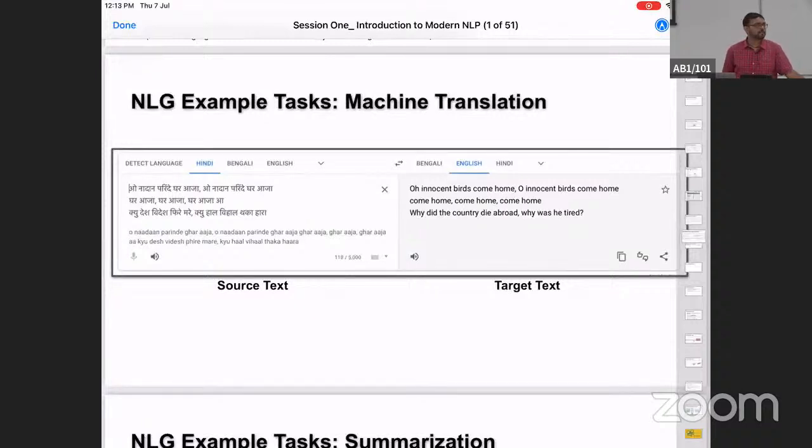Right. Which line is not correct? Why did the country die abroad? It's completely incorrect. And why do you think this is an incorrect output? Because Google Translate could not see the context in the previous sentences.